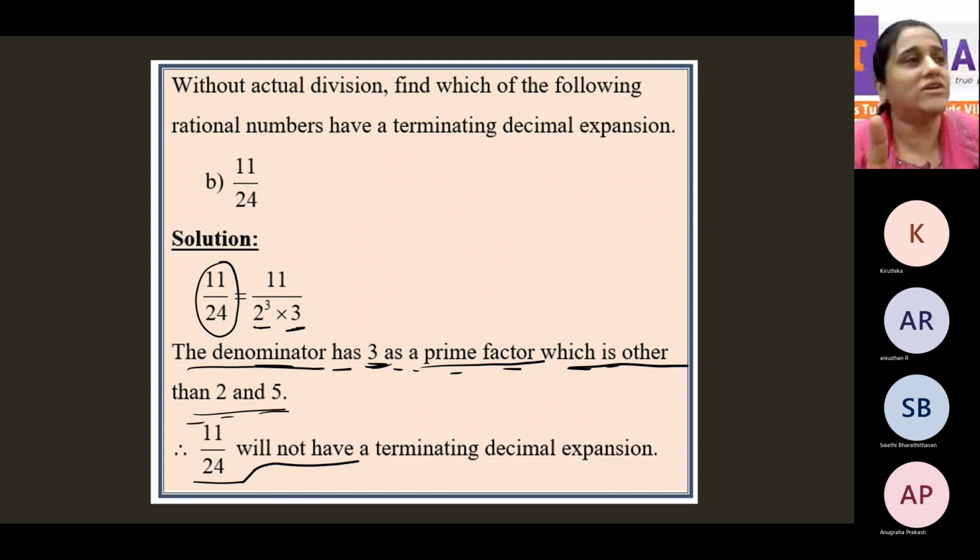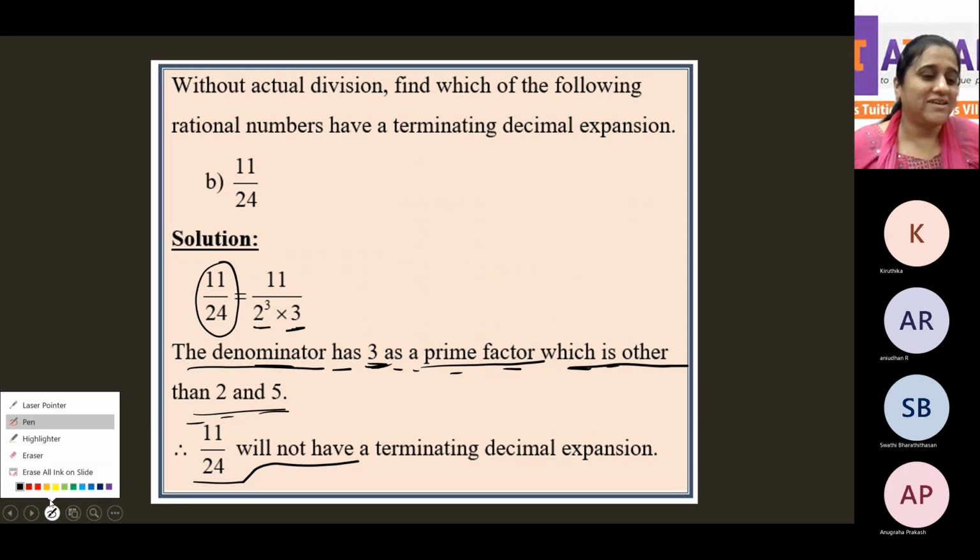Similarly, will it have a terminating decimal expansion or not? So you must say it will not have a terminating decimal expansion. You should not write it has a non-terminating repeating decimal expansion. Did I ask you? No. Or was it asked in the question? No. So answer to the point.